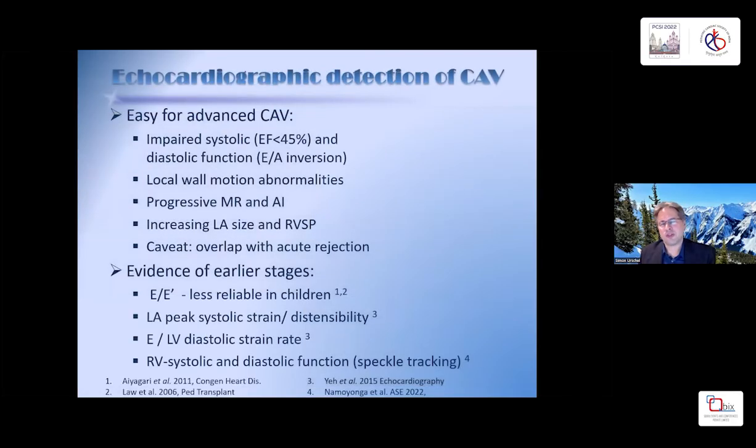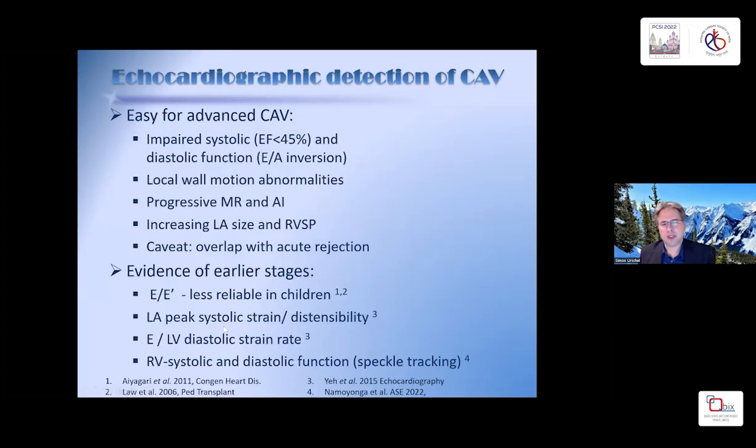Graft vasculopathy is much more tricky to capture. Once it's really severe, it basically presents like coronary heart disease. So you will have a reduced ejection fraction, local wall motion abnormalities, you can have valve regurgitation, increase in left atrial size, and right ventricular systolic pressures. But it is much more difficult to detect it early on, and if it's more subtle, E to E prime combination of flow and tissue Doppler has been shown to be reasonably predictive, but not as reliable in children.